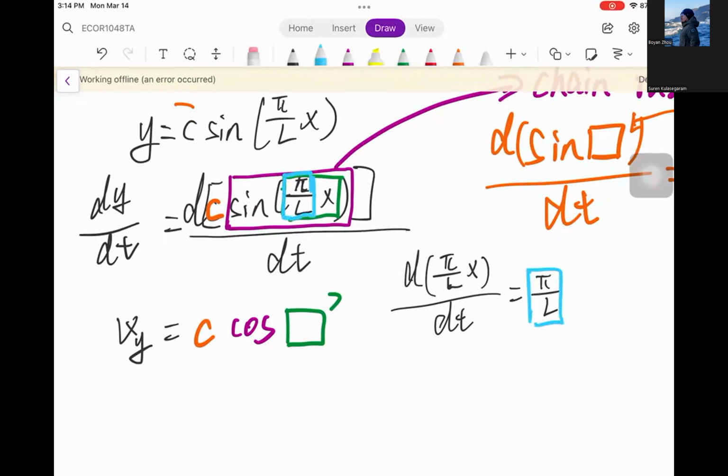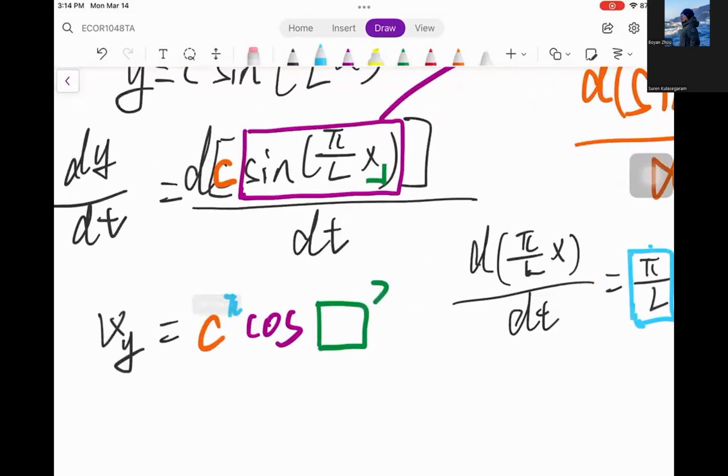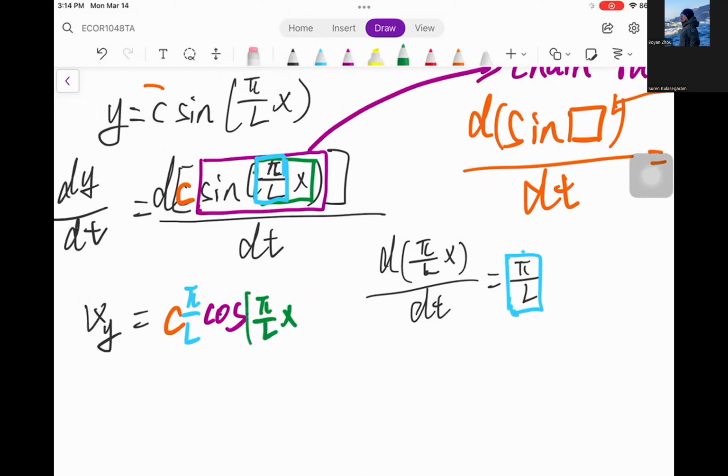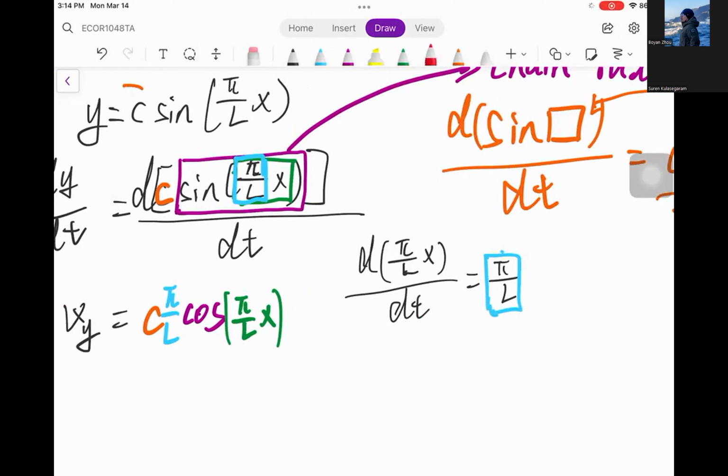So this is another small box. We need to put the constant for this one outside first. Pi over L cosine, and everything inside, that is pi over L x. That is everything. And then we still need to do the derivative for the x, which is the derivative of x, and that is Vx.